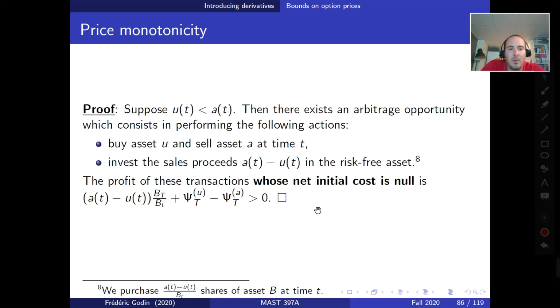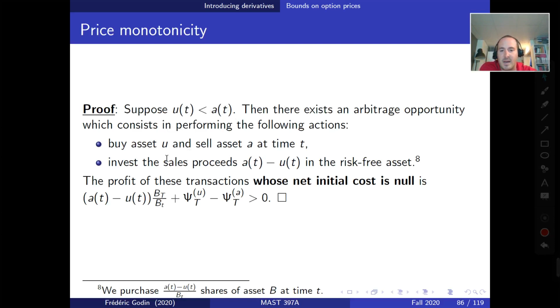So again, how do you prove this? Well, what we do is we're going to assume the converse and then get to a contradiction. So if the derivative U, which gives a higher payoff, has a smaller price than derivative A, then what you can do is buy the cheap one and sell the expensive one.